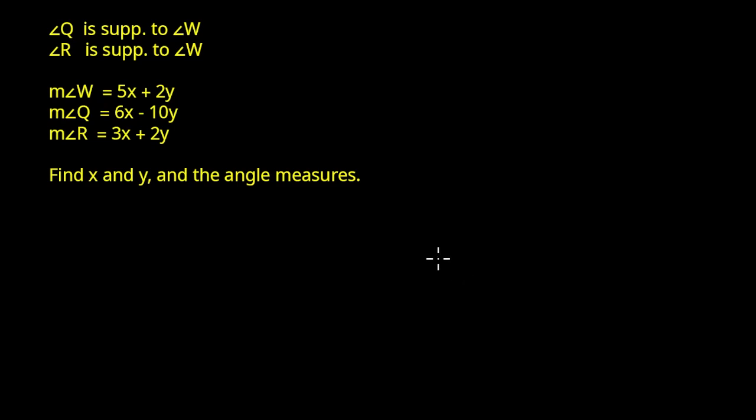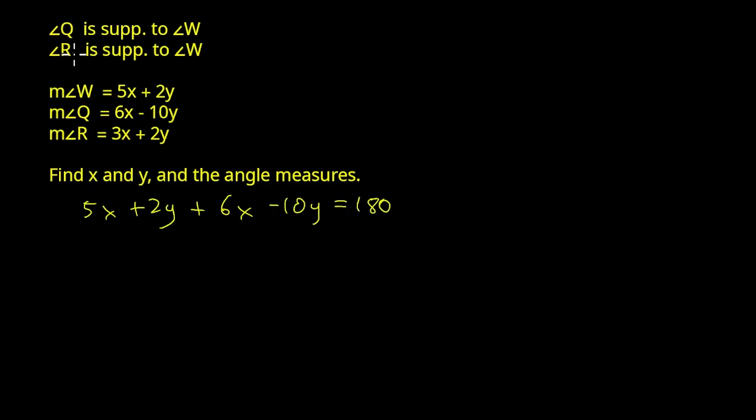In this video, we will be doing more algebra from geometry. As always, the algebra comes from the geometry of the problem. So we have supplements here, angle Q supplementary to angle W, meaning that these two angles add up to 180. So 5x plus 2y plus 6x minus 10y equals 180.